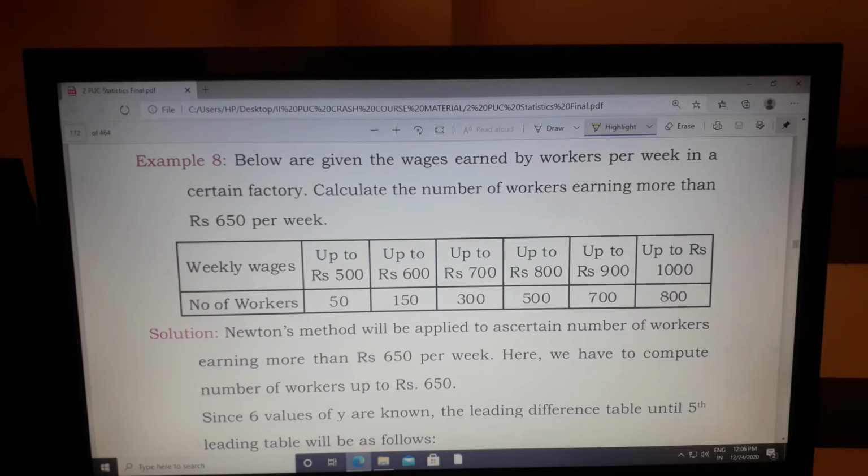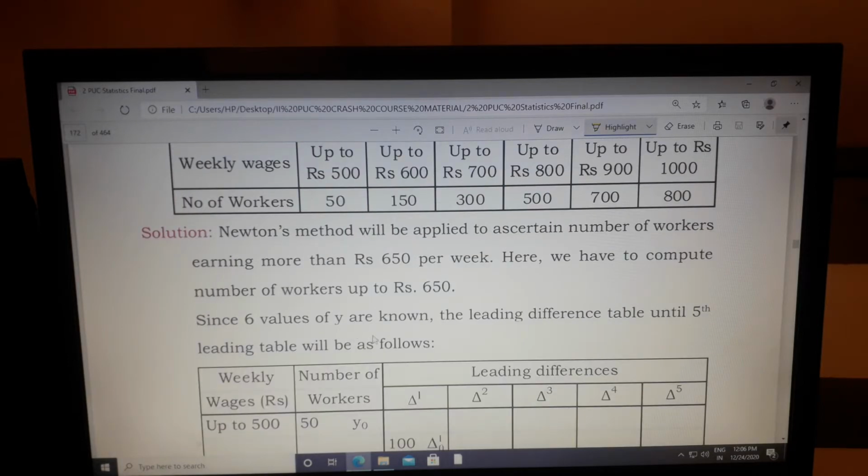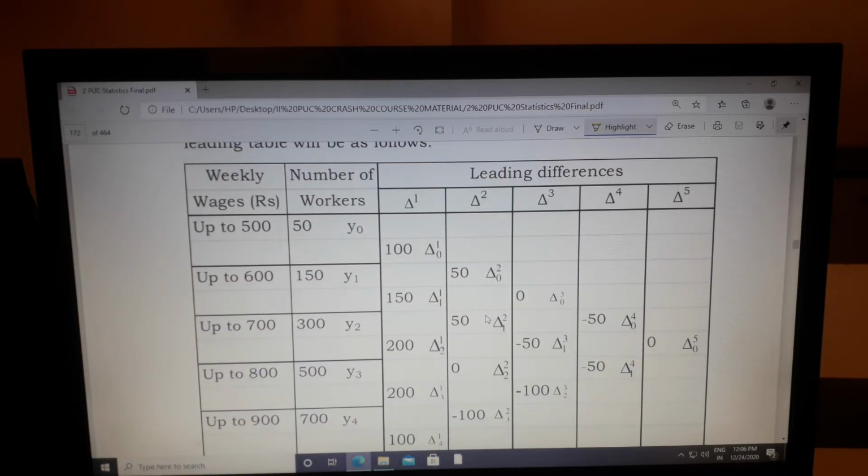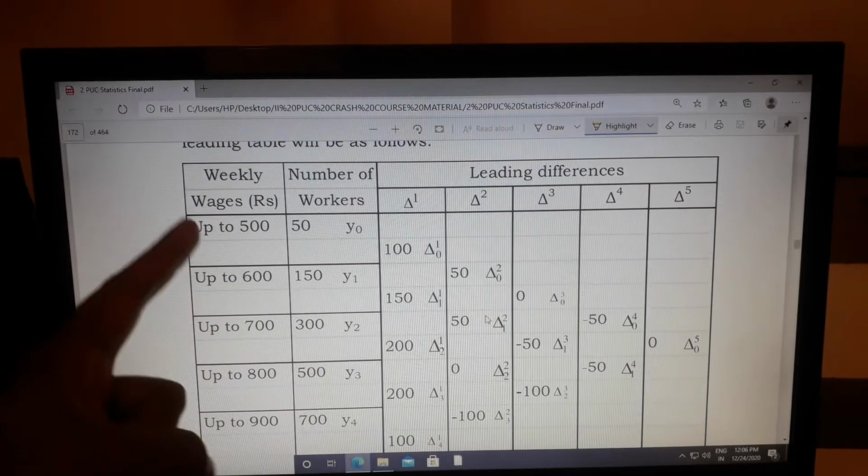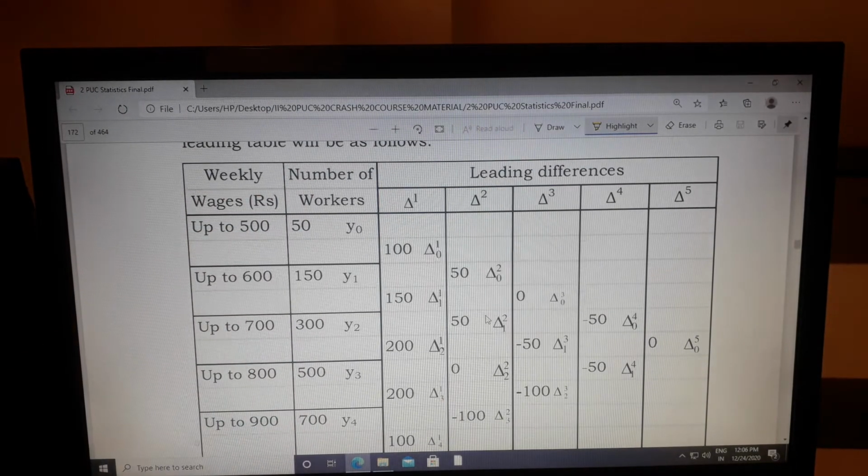Since 6 values of y are known, just look here, the values 50, 150, 300, 500, 700, 800. Totally 6 values are there. Therefore, since 6 values of y are known, we have to follow the leading difference table until the 5th leading difference. What is the leading difference table? Look here now. Weekly wages up to 500, up to 600, up to 700, up to 800, up to 900 are taken. And then the number of workers are nothing but less than cumulative frequencies, because the question is given in LCFs and even the frequencies are given in LCF mode.